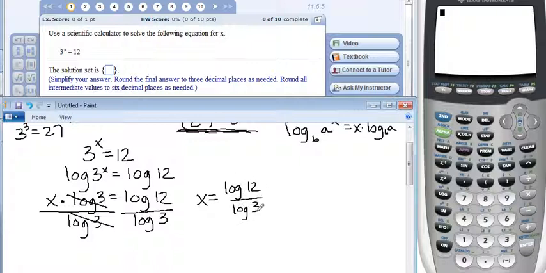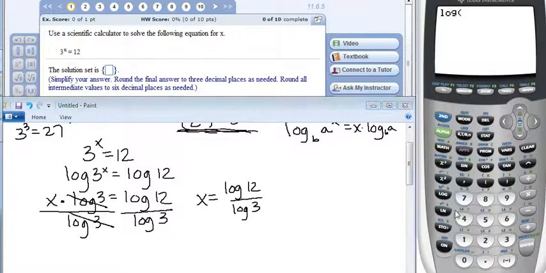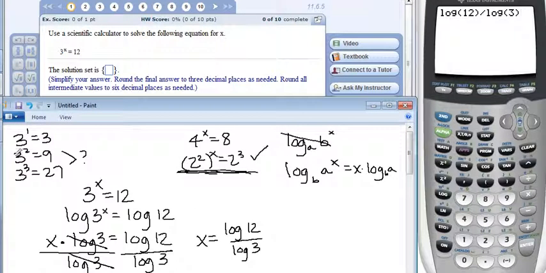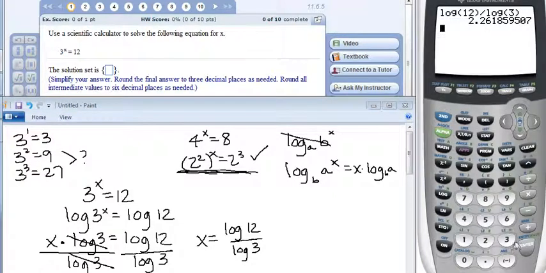Now I've purposely chosen base 10 so that I can use my calculator. So I have the log of 12, close the parentheses, divided by the log of 3, close the parentheses. Now before I show you the answer, we said it had to be between 2 and 3, so this answer better be between 2 and 3, right? And it is. 2.26, how many decimals? 3.